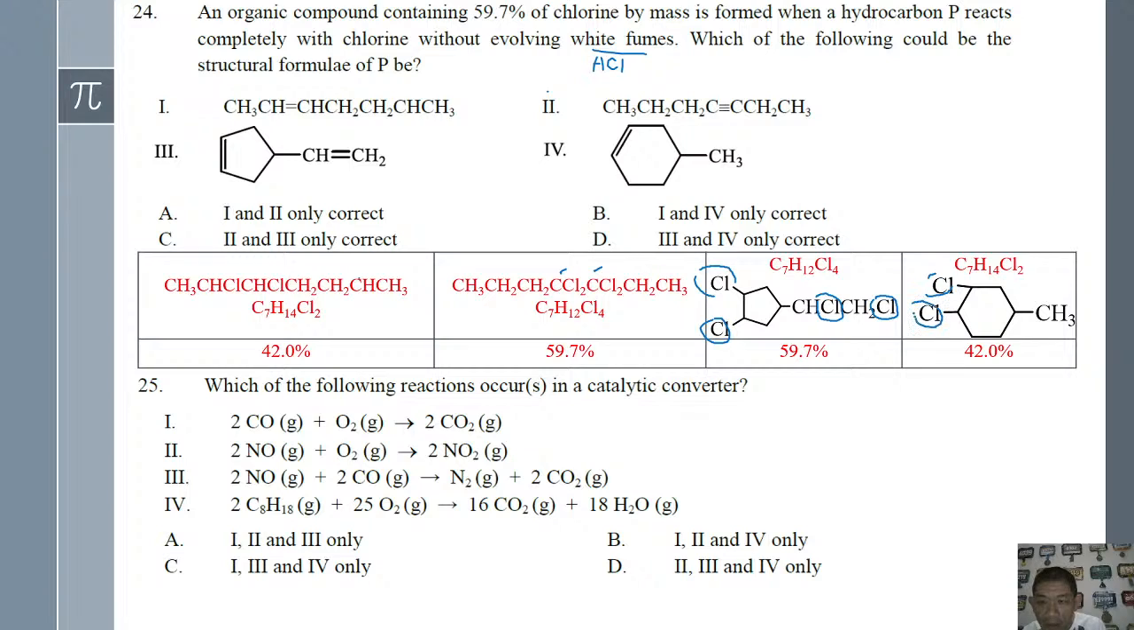From the products of the 4 answers in here, we eventually find out that the percentage of chlorine for A and D is already wrong, because it's 42%. So the answer might be B and C. Okay, 2 and 3, sorry, 2 and 3. So therefore, our best answer in here is C.